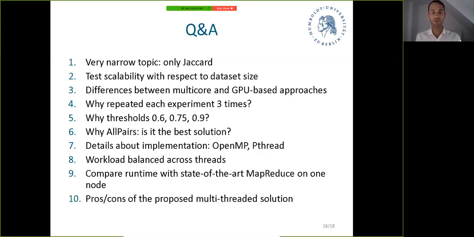What are the pros and cons of the proposed multi-threaded solution? I think the biggest pro is that it is very simple. The blocking technique is very easy, but the con would be we still have the issue of unfavorable data characteristics or too large data sets, which can actually break the filter and verification approach.